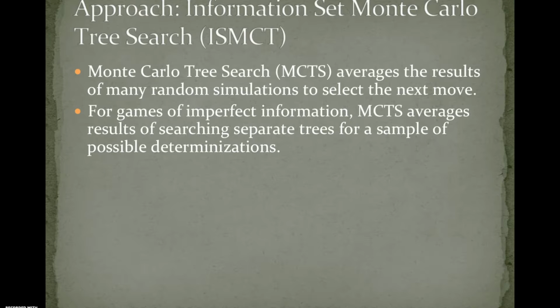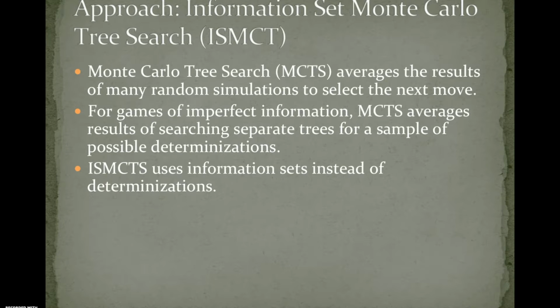One of the problems with Monte Carlo tree search with games of imperfect information is that the different game trees will result in different moves. But from the player's point of view, all the determinations are indistinguishable. It does not make sense for different moves to be chosen when the player cannot tell the difference between the determinations. Another problem is that the different game trees will search the same moves and states because there are often multiple ways to get to the same game state. To address these problems, ISM-CTS uses information sets instead of determination.